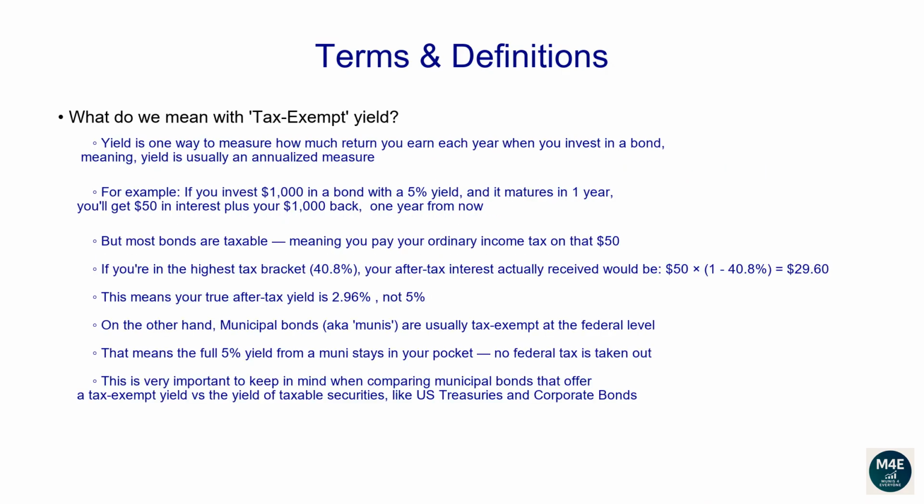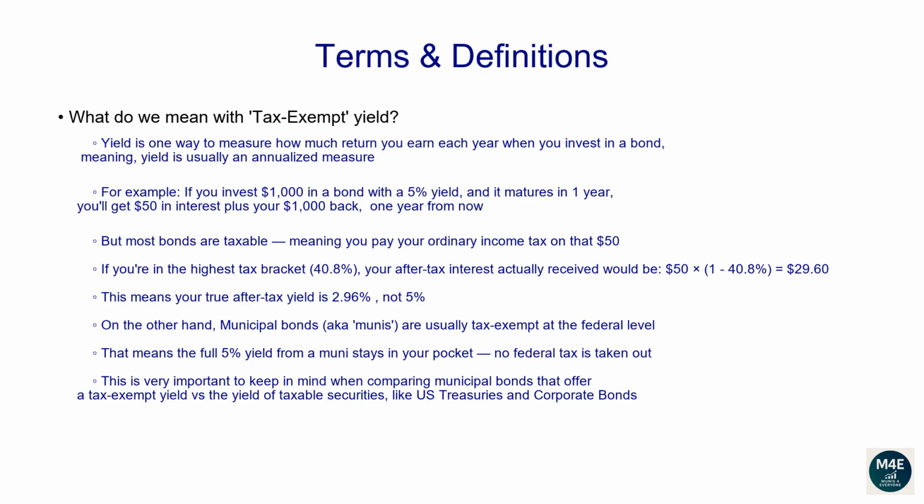What do we mean with tax-exempt yield? Yield is one way to measure how much return you earn each year when you invest in a bond, meaning yield is usually an annualized measure. For example, if you invest $1,000 in a bond with a 5% yield and it matures in 1 year, you'll get $50 in interest plus your $1,000 back 1 year from now.